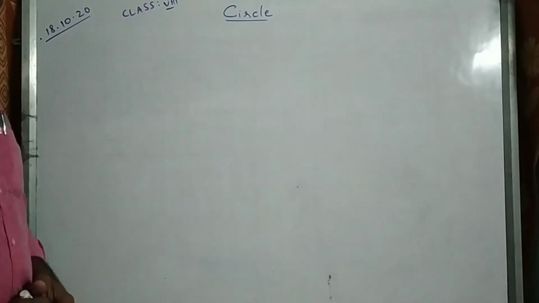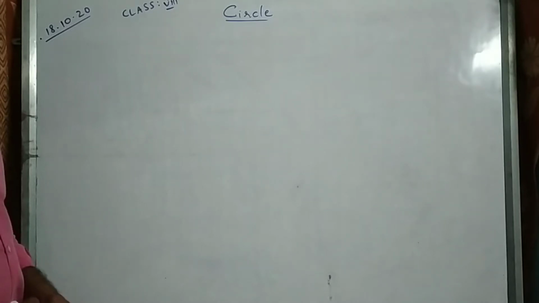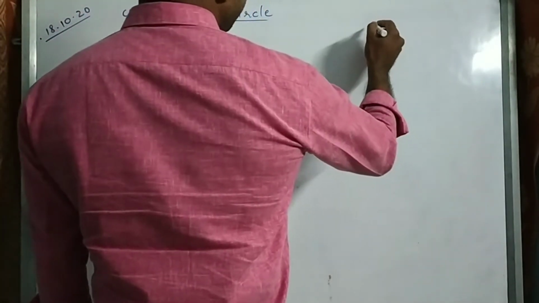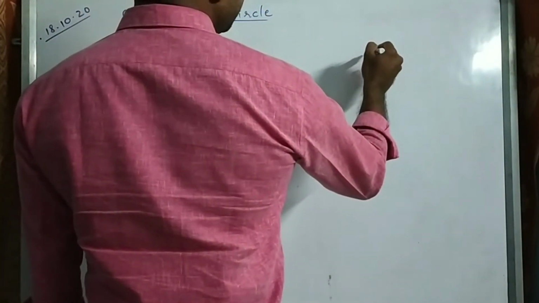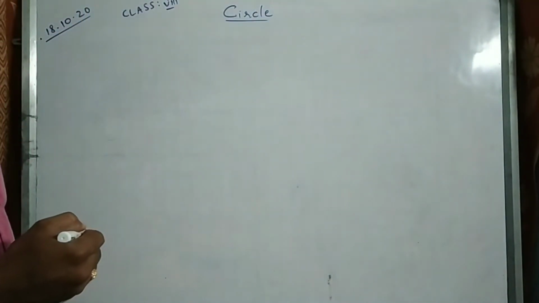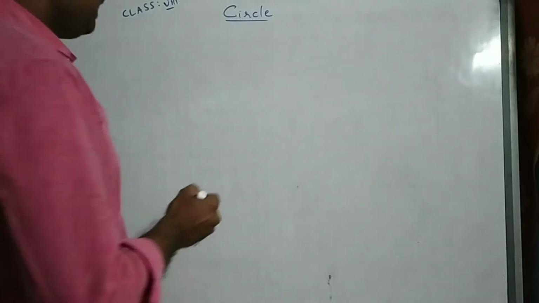Today let us discuss about circle. What is a circle? A circle is set of points in the plane which are equidistant from a fixed point.